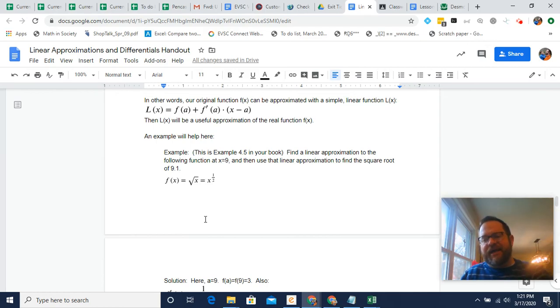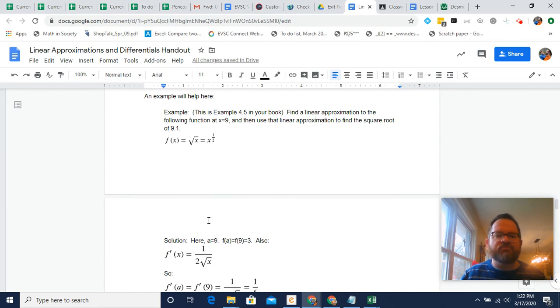We're going to be taking complicated curves like parabolas and hyperbolas and sine waves and who knows what else, and we're going to be able to approximate them with these very simple linear functions. And probably the best thing we could do is an example. Let's just go ahead and do example 4.5 in the book.